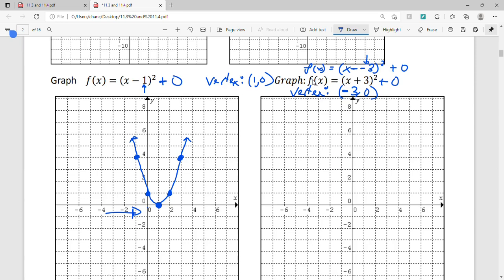So let's graph the vertex negative 3 comma 0, and it looks exactly the same. It's just shifted 3 spaces to the left. So we're going to shift 3 spaces to the left, and this is our parabola. The shape is still the same. We go left 1, up 1, right 1, up 1, left 2, up 4, right 2, up 4, and so we have our parabola.